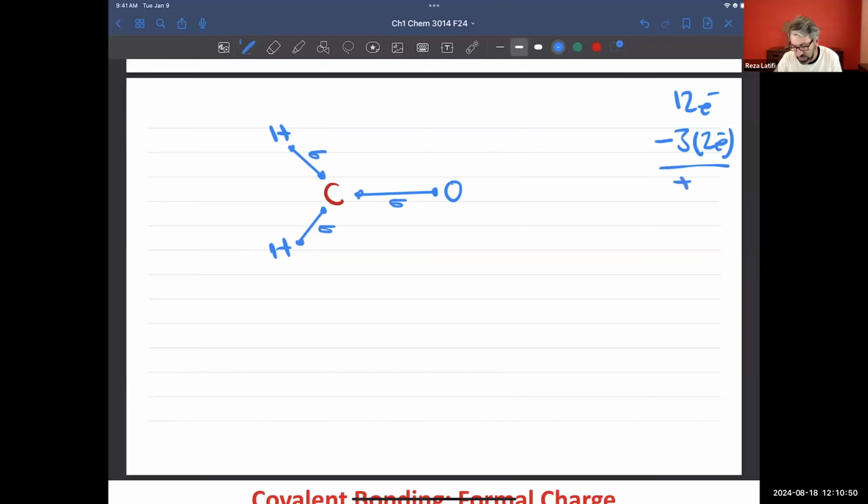So now we are left with 6. What do we do with them? We give them to the most electronegative element. In this case, it's oxygen, until we make it octet. Okay, so before I add the electrons, I'm going to just simply draw a circle around each element.